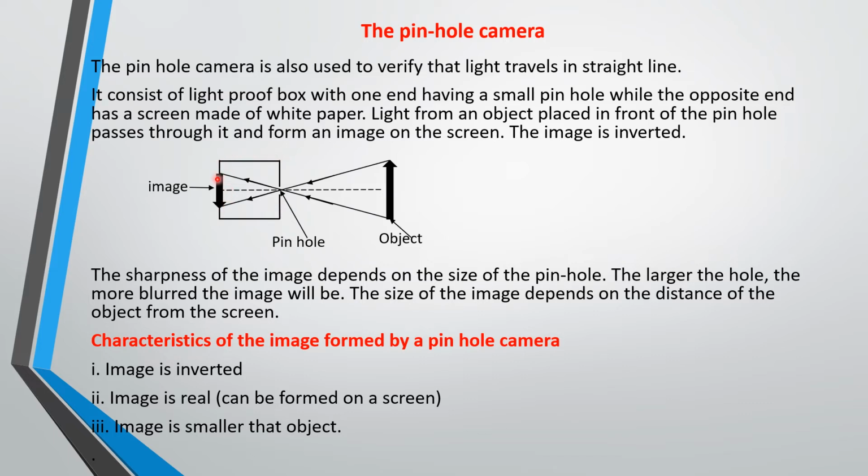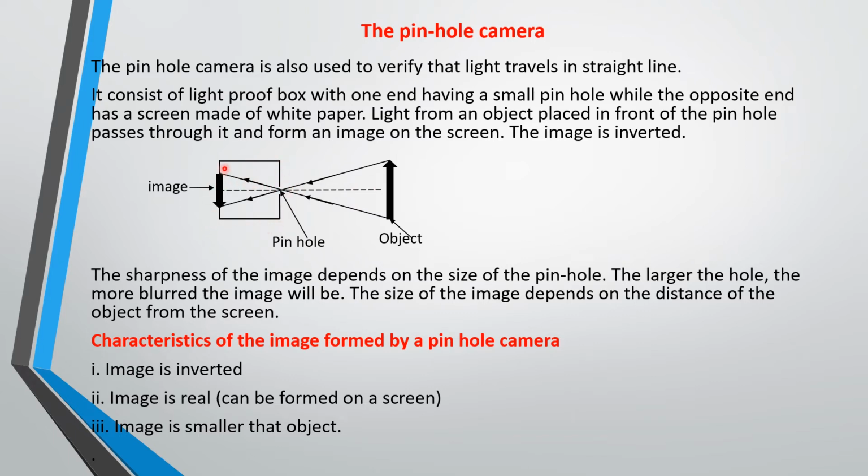Then cut off one part of it and put a white screen, like a white paper, like a printing paper, A4 paper or A3 paper, gum it on one side. Then on the opposite side, use your pin to put a hole. Just pierce it so that it will be a pinhole.